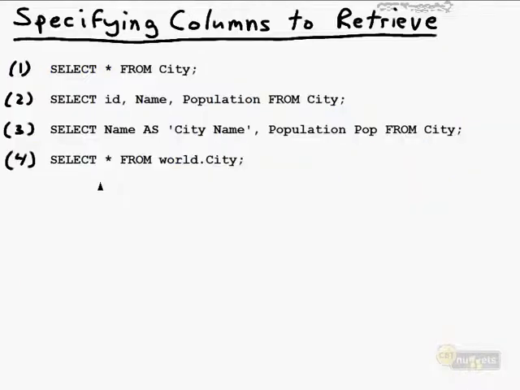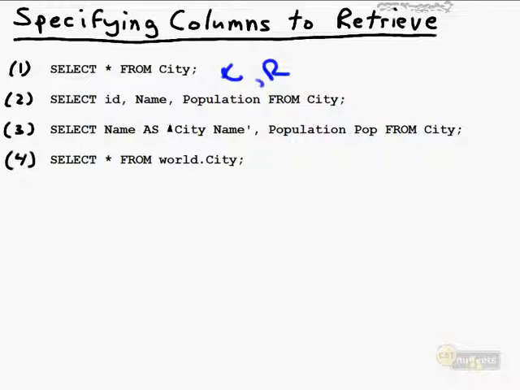Let's take a look at some examples of the select statement, this time focusing on specifying columns to retrieve. You'll see in code sample 1, select star from city. Pretty straightforward. We know that this is going to give us all of the columns and all of the rows from that city table. And if that's what we want, that's what we'll get. However, if we want to see just certain columns from that table, we can specify those after the select statement. For instance, select ID, name, population from city.